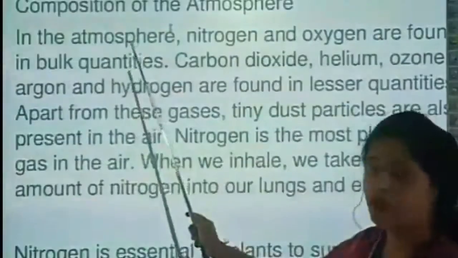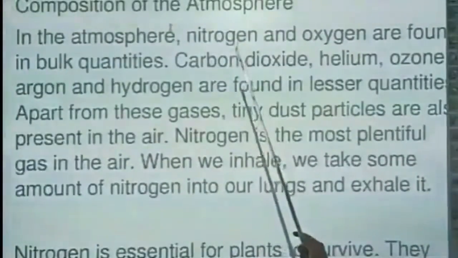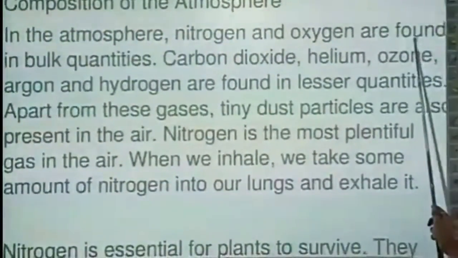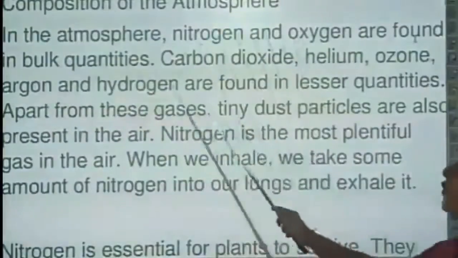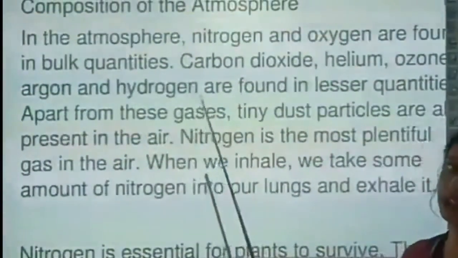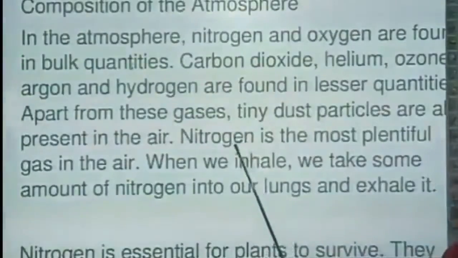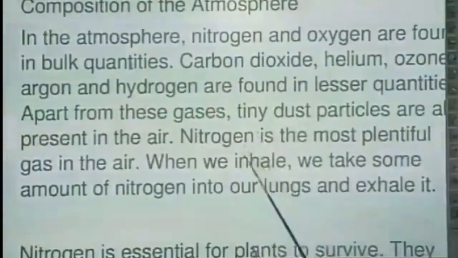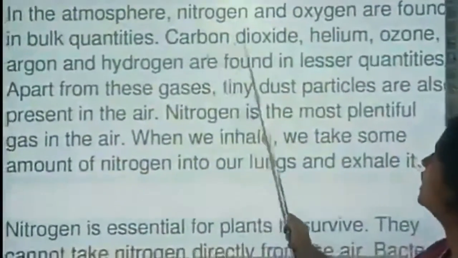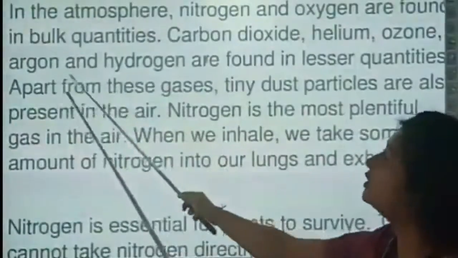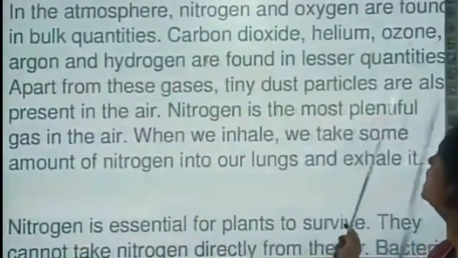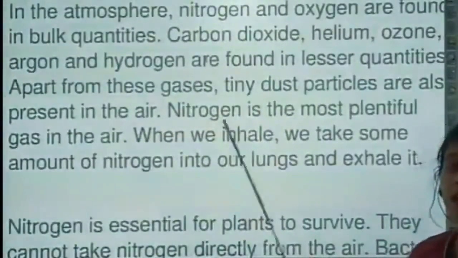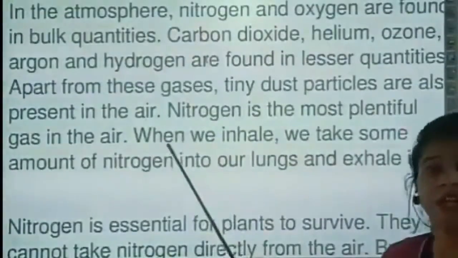In the atmosphere, nitrogen and oxygen are found in bulk quantities. So in our atmosphere the nitrogen part and oxygen part are bulk in quantity. Carbon dioxide, helium, ozone, argon and others are found in lesser quantities. We are talking about other gases like hydrogen, helium, argon. These other gases are found in less quantity in the atmosphere.